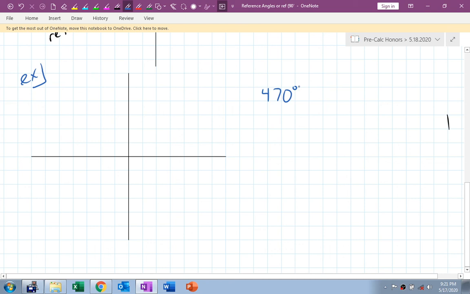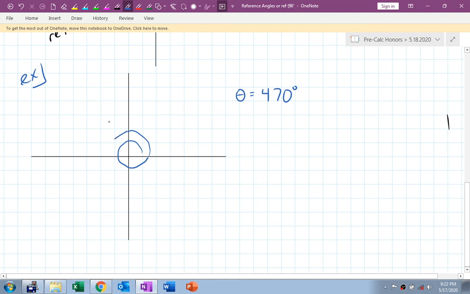470 degrees. So that is my given. So my angle is 470 degrees. However, 470 degrees is greater than 360. There's 360 right there, but then I have to keep going. So 360 plus 90 is 450, so I still need to keep going.